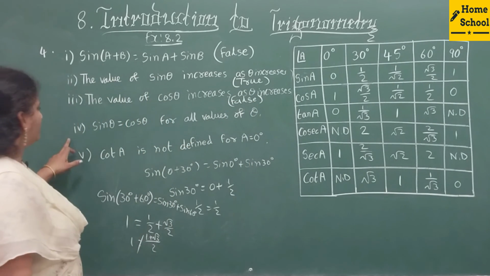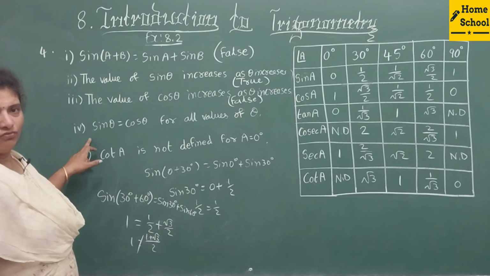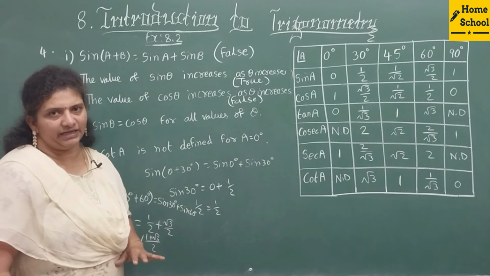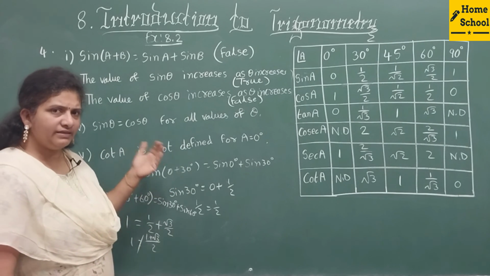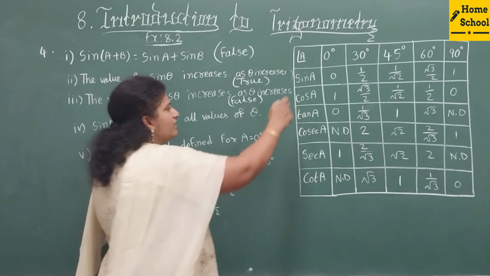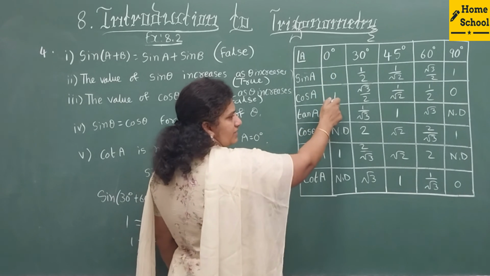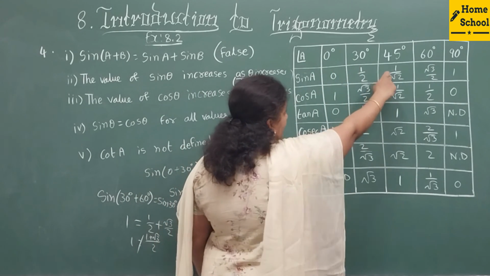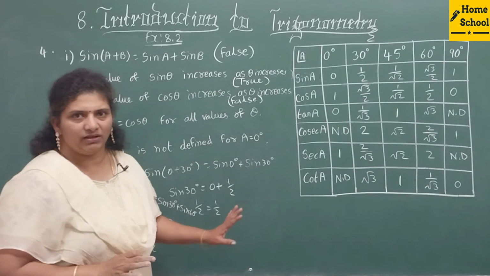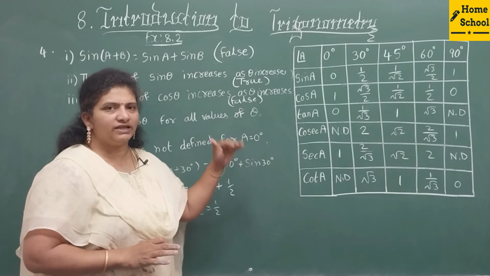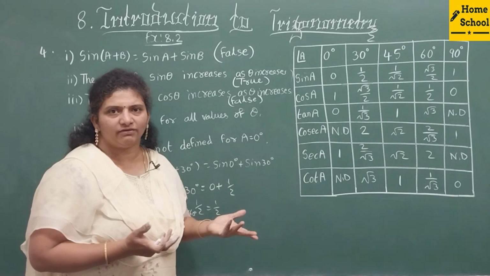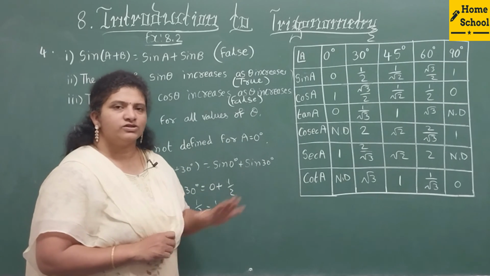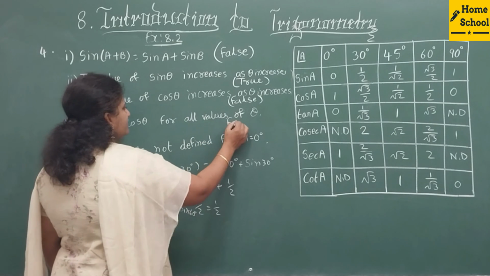Okay, fourth one, sine theta is equal to cos theta for all values of theta. All values of theta, sine theta, cos theta equal. Just check it out. Sine 0 value is 0, cos 0, 1. Both are not equal. Sine 30, not equal. Sine 45, cos 45, they are equal. See, only some values they are equal, but remaining all values are not equal. So, if it is equal it should satisfy all the angles. So, this statement is false.